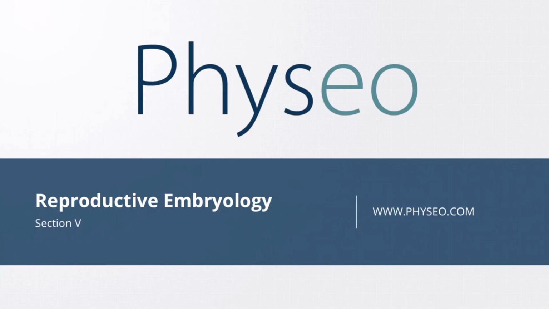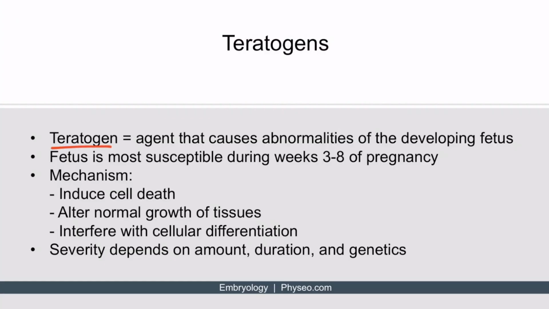Welcome to Section 5 of Reproductive Embryology. In this section, we'll be discussing teratogens. Let's get started. Teratogens are agents that can cause abnormalities of the developing fetus, and the fetus is most susceptible during weeks 3 to 8 of pregnancy.